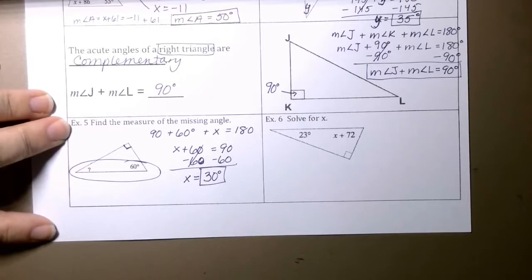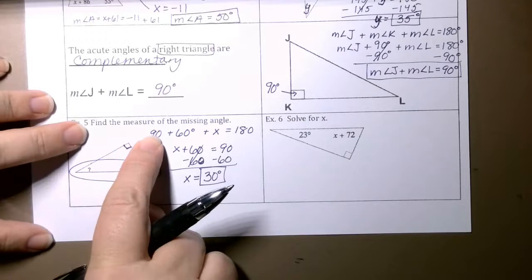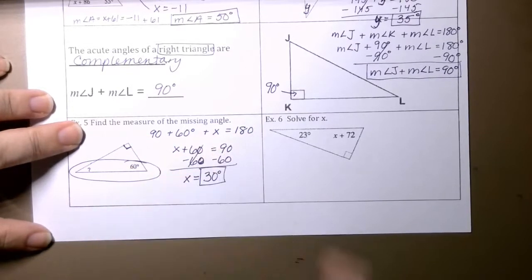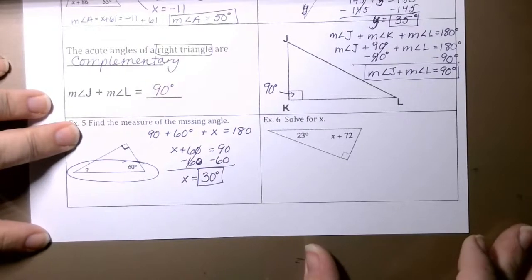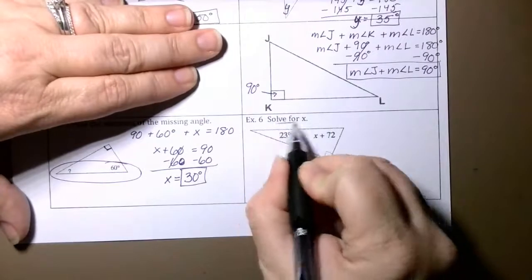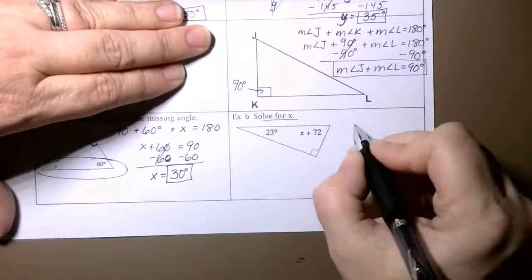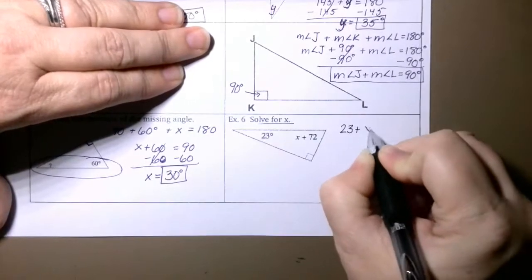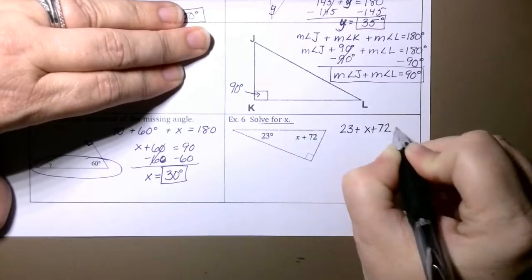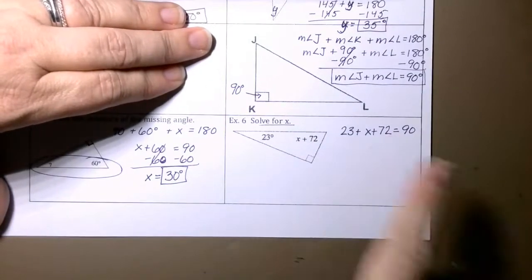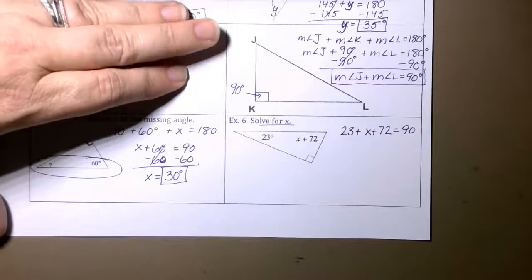I could set all three equal to 180, though, and I would still get 30 degrees, right? Because if I subtracted 90 from here, I get 60 plus x equals 90. I get the same equation, okay? All right, so using that, what can I do here to find x? I don't need to find an angle. I just need to solve for x. So what could I set up here? 23 plus x plus 72 equals 90. Now, again, you could say plus 90 equals 180 and still get to the answer.